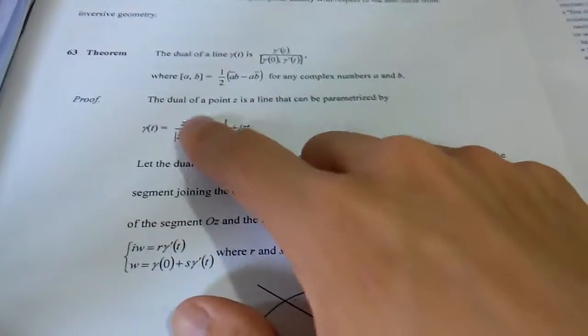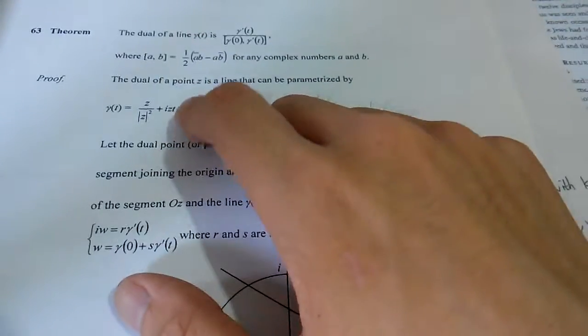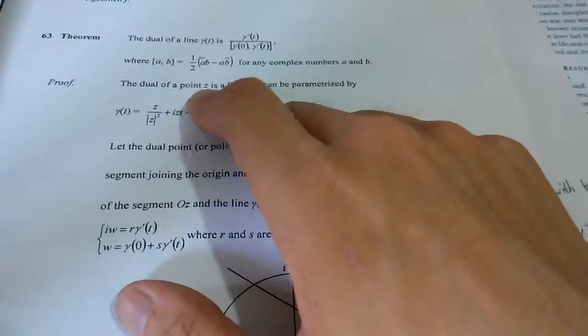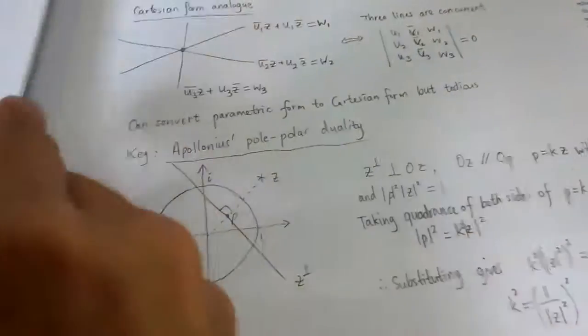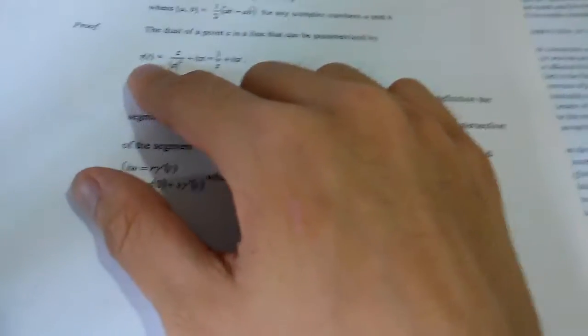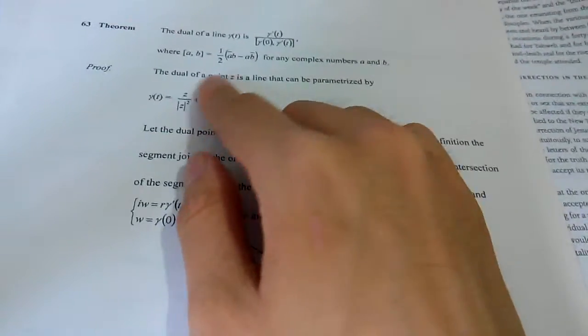So as I said, the dual of a line of a point. So this is a proof. The dual of a point, which is the pole of the polar of the line of a point set. Well, just now we said that p is, first of all, on the line. So I can take p, which is equal to k z. Well, what is k? K is 1 over the modulus of z. So p equals z over the modulus of z plus something times t. So what is the direction?